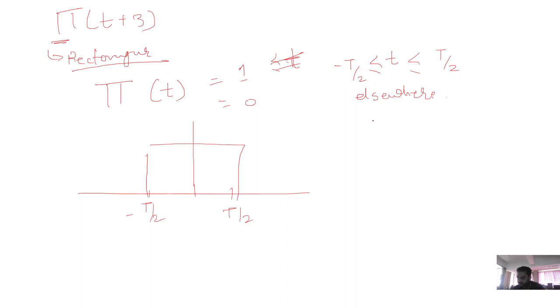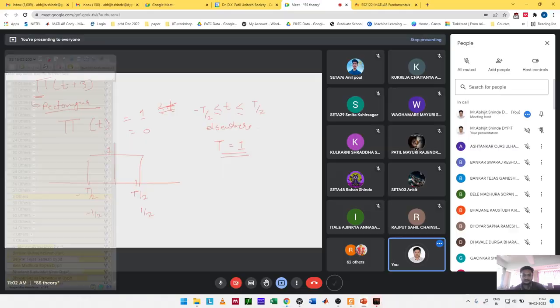Understand this. Whenever we are taking standard one, capital T is going to be 1, and therefore it is going to be minus half to plus half. In this region, it is going to have a value of 1. I hope I am clear. Any question about this?